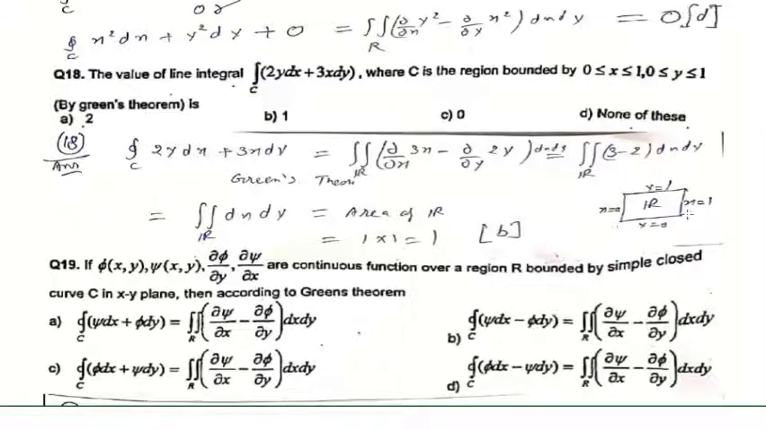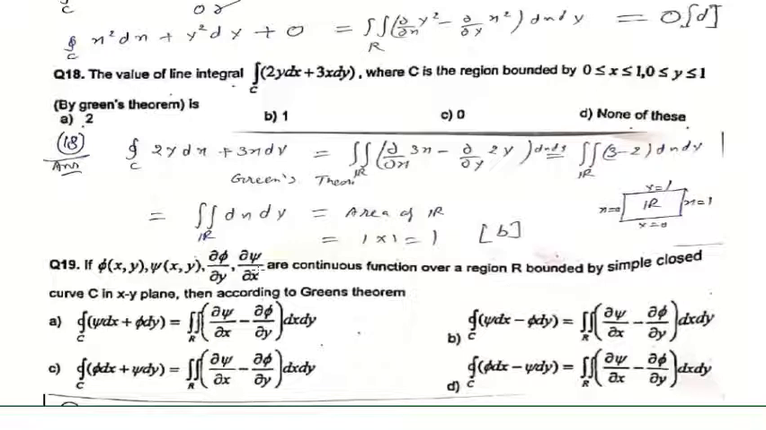Its length from 0 to 1 is 1, and breadth from 0 to 1 is 1. So what is the area of the rectangle? Length into breadth, so 1 into 1 is 1. The integration of dx dy over the region R will give us the area of the region. If that region is a known region, we can directly apply the formula, otherwise we have to calculate.